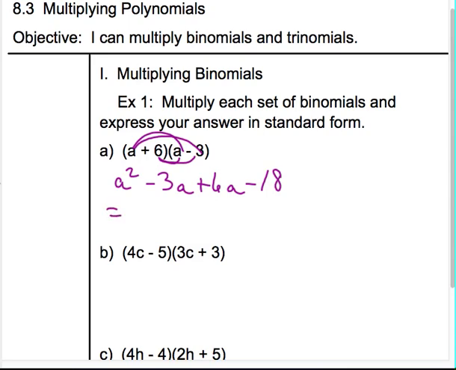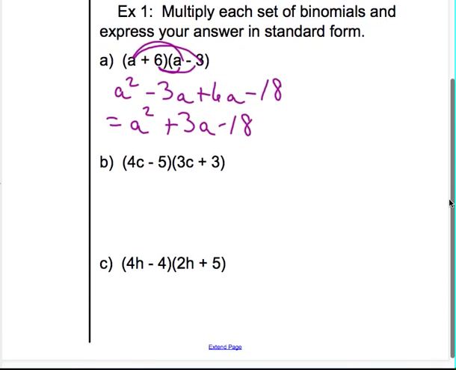So then when we simplify, we combine our like terms. We've got -3a plus 6a gives us a positive 3a minus 18. The second method I'll show you on the second example. And the book calls it the table method. I call it the box method because I set up a box.